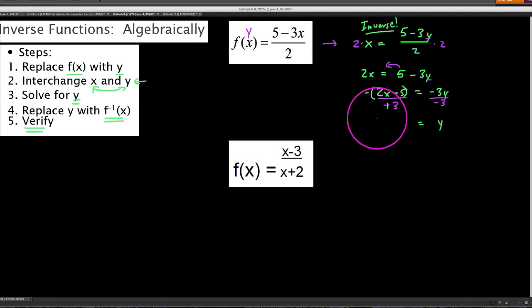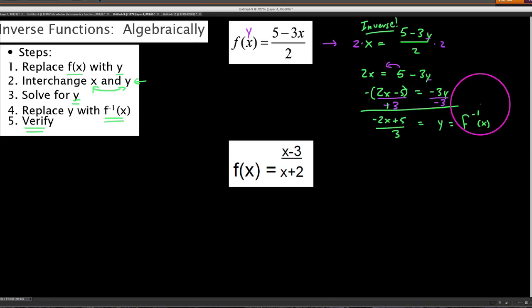Okay, and so what we end up with is actually negative 2x plus 5 over a positive 3, and this right here we're going to say is f inverse of x. Okay, so we found our inverse function. The last thing we need to do is verify this.